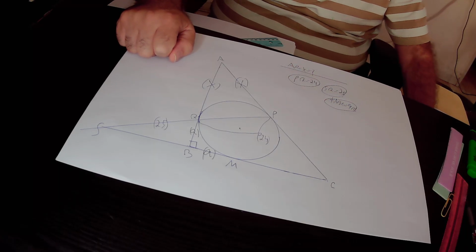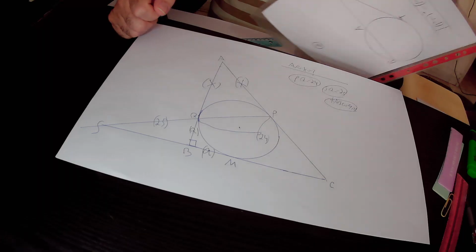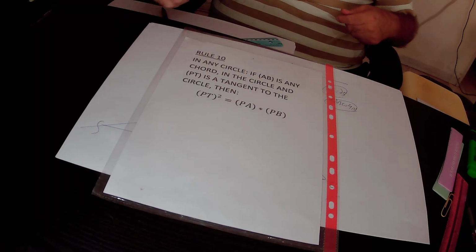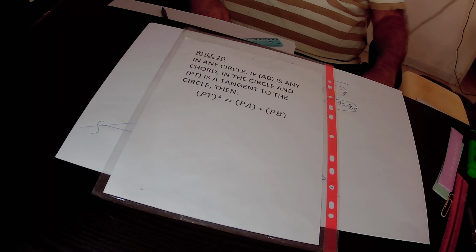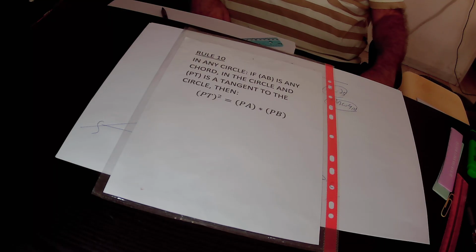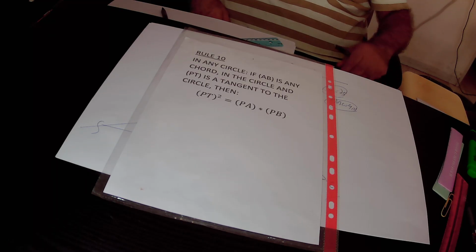Let me click quickly on rule 10. Rule 10 is true in any circle. According to rule 10, if AB is any chord in the circle, and PT is a tangent to the circle, then the following equation is true: PT squared equals PA times PB. Again, PT squared equals PA times PB.